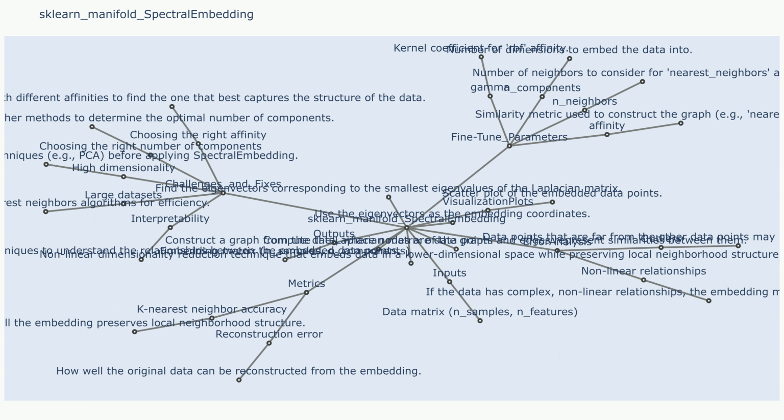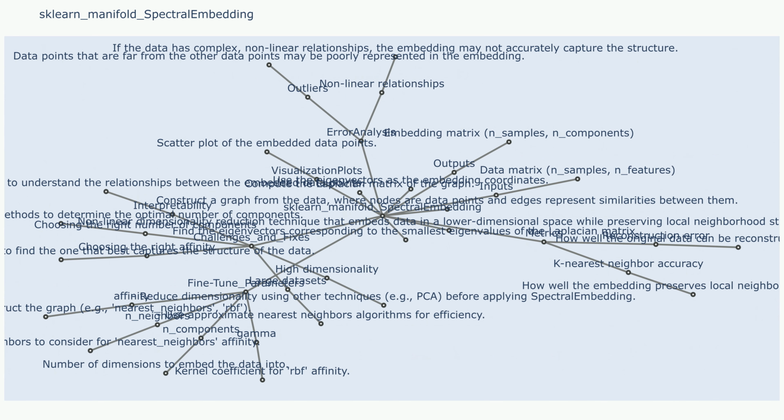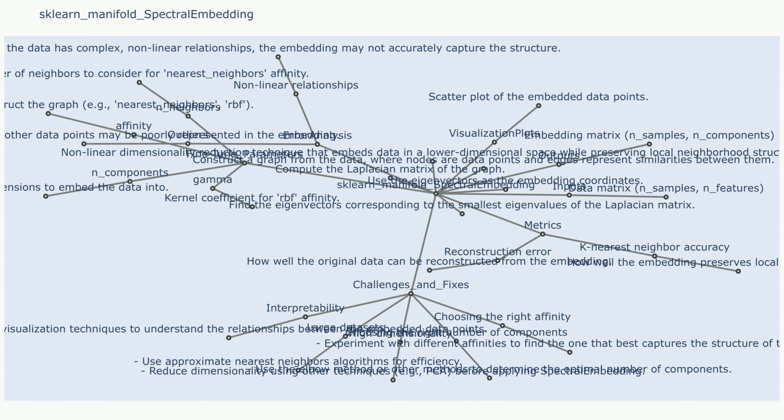Steps. Construct the graph Laplacian from the affinity matrix. The graph Laplacian encodes the relationships between data points based on the chosen affinity. Compute the eigenvalues and eigenvectors of the graph Laplacian. The eigenvectors represent the embedding space, and the eigenvalues indicate the importance of each eigenvector. Select the top k eigenvectors, where k is the desired embedding dimension. These eigenvectors provide the low-dimensional representation of the data, preserving the local neighborhood structure.